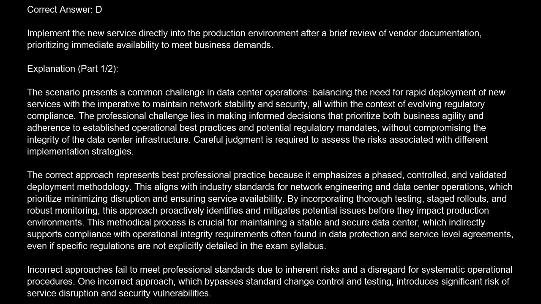Incorrect approaches fail to meet professional standards due to inherent risks and a disregard for systematic operational procedures. One incorrect approach, which bypasses standard change control and testing, introduces significant risk of service disruption and security vulnerabilities.